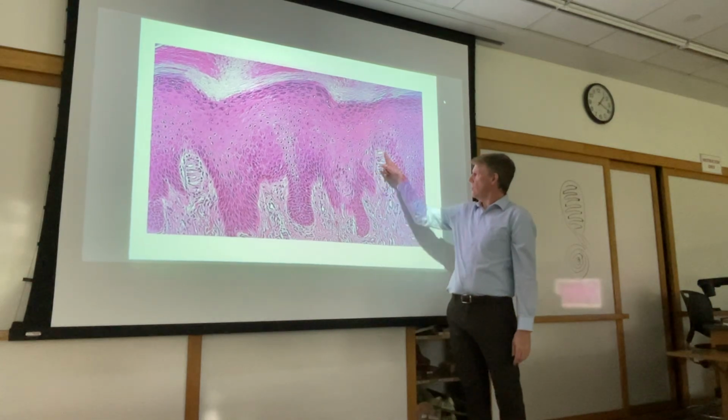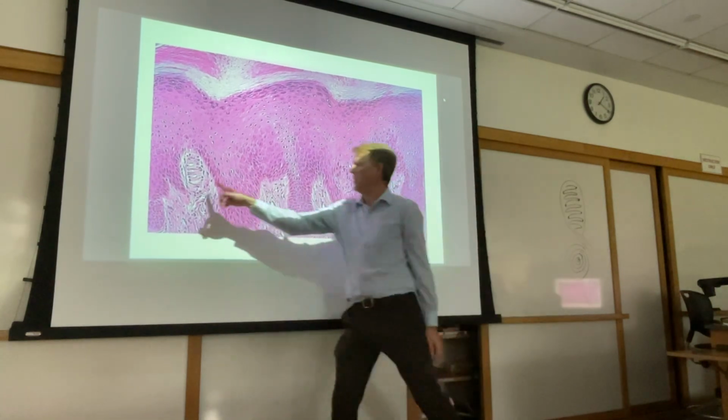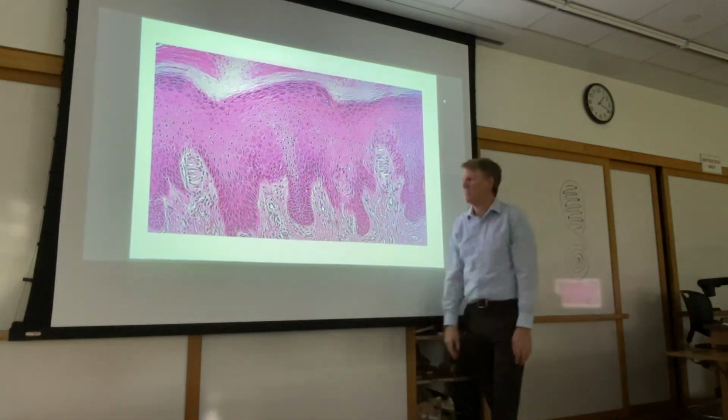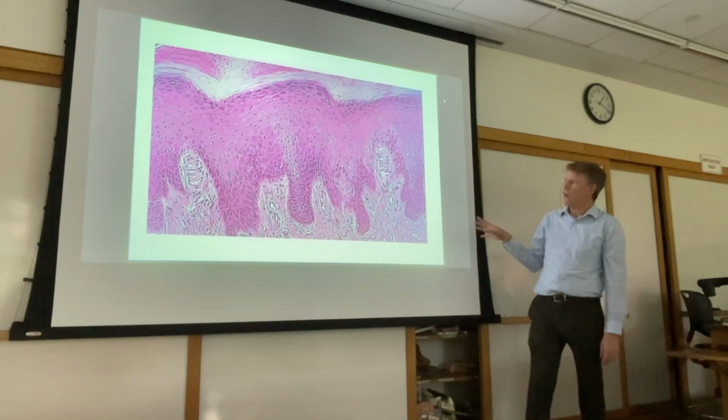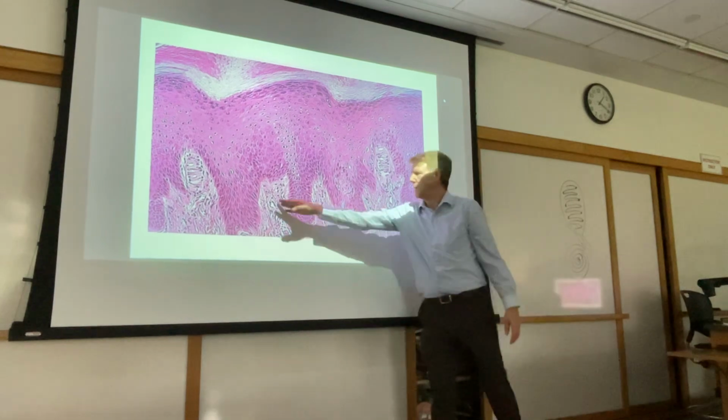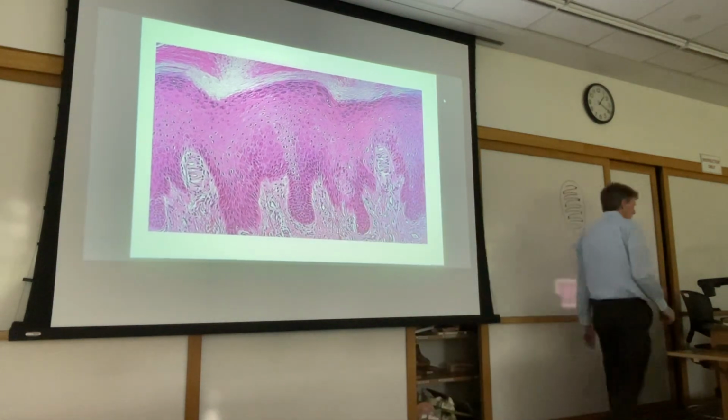Here is a Meissner's, and then over there is another Meissner's. It's pretty subtle, but once you kind of trick your eyes, you can see it. Whereas these other dermal papillae don't have a Meissner's inside of them.